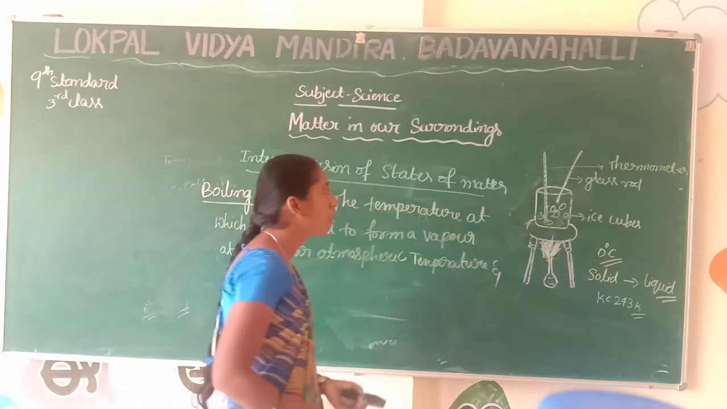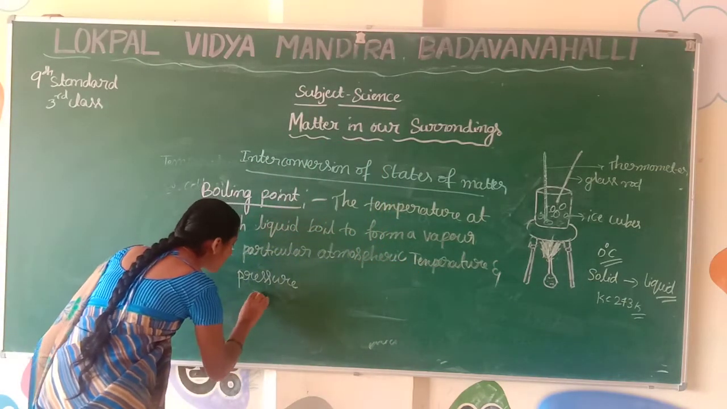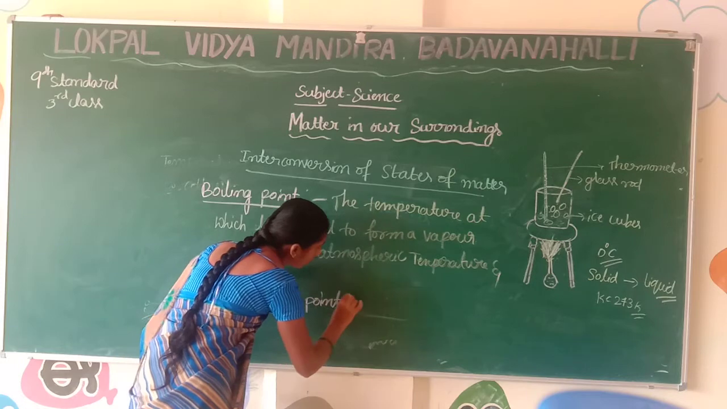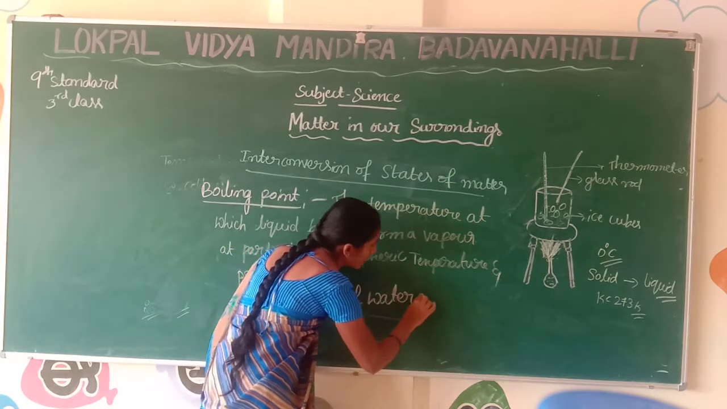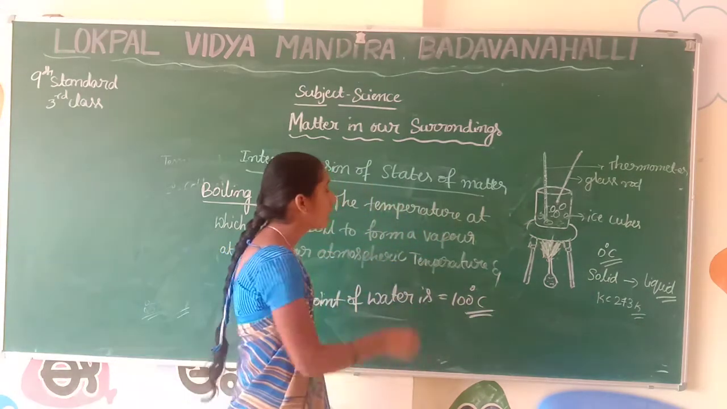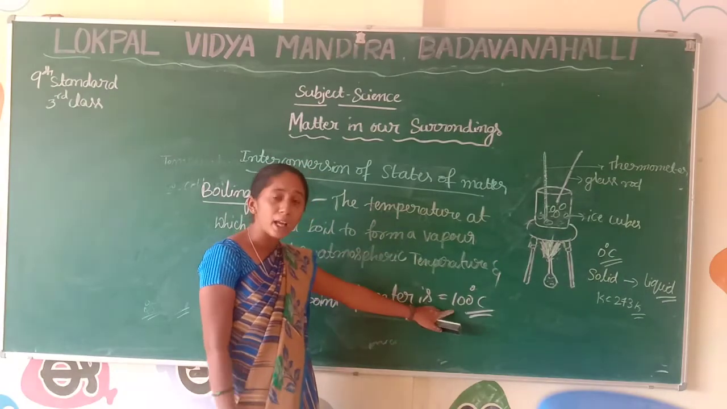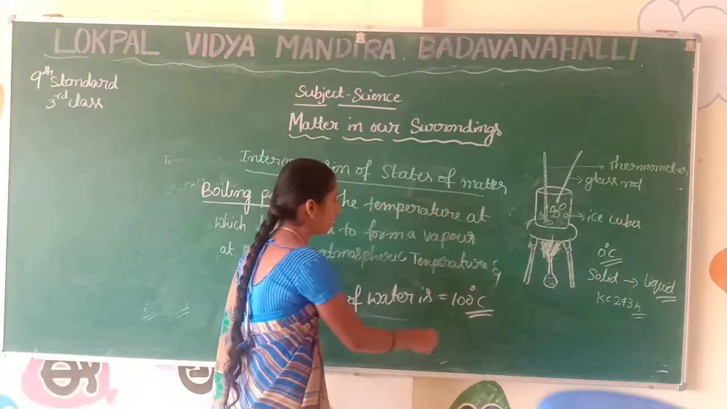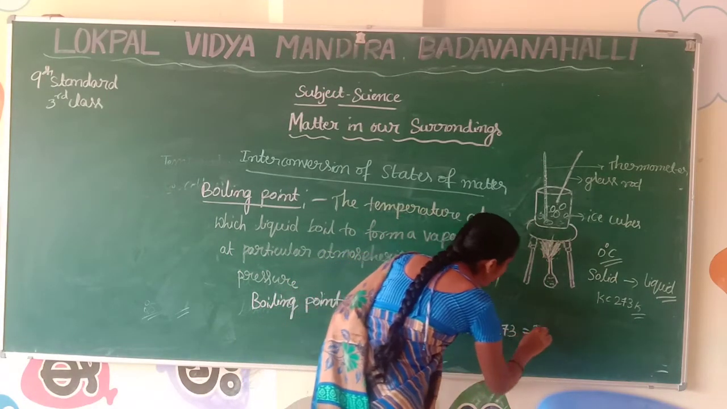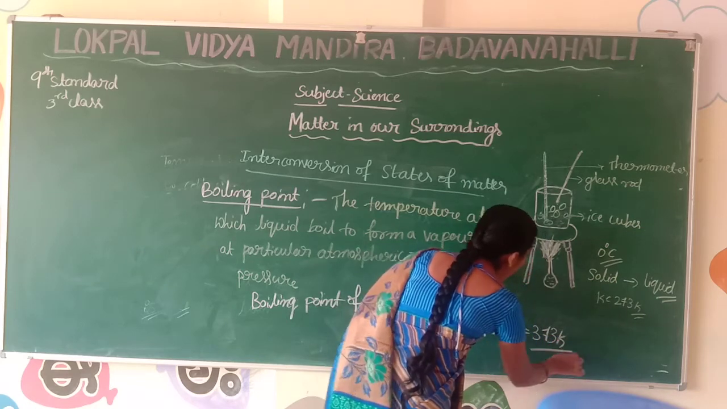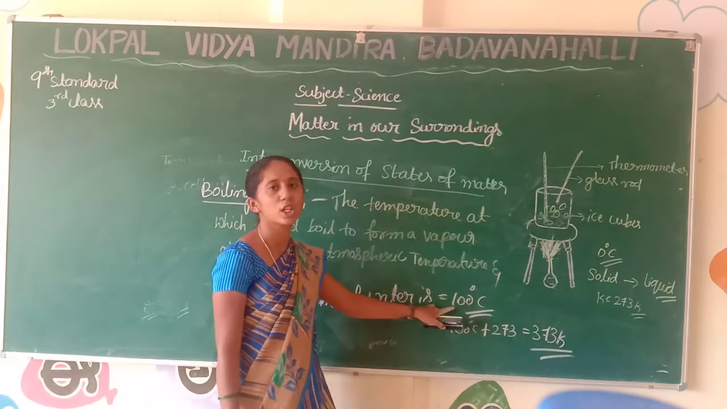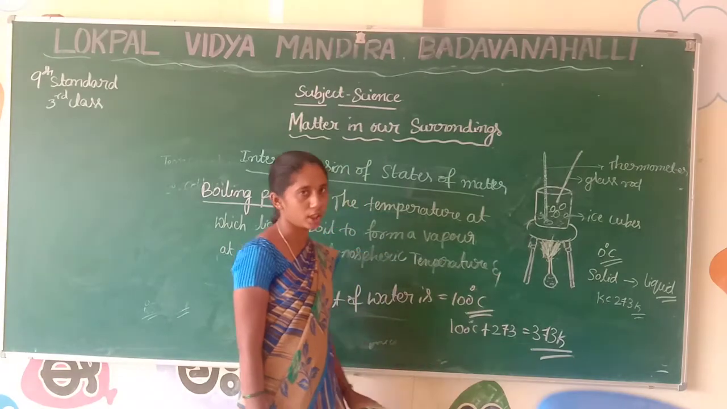What is the boiling point of water? The boiling point of water is 100 degree Celsius in the Celsius scale. Then what is the boiling point of water in the Kelvin scale? We add 100 degree Celsius to 273. How much? 373. The boiling point of water in Kelvin scale is 373. The boiling point of water in degree Celsius is 100 degree Celsius.